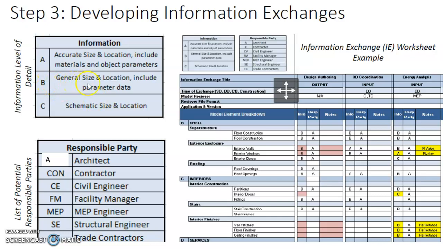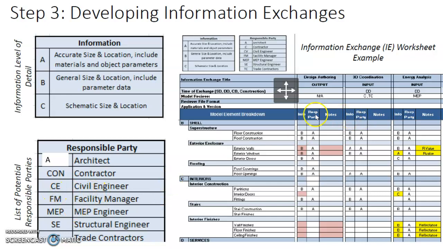You are looking at the general size and location, including parameter data. And level A is the most detailed, where you want to know accurately where the location is and what the size is. It will include the materials and the object parameters. And responsible parties, you can have a different type of legend. For example, A is for architect, CON is for contractor, civil engineer is C, and so forth.